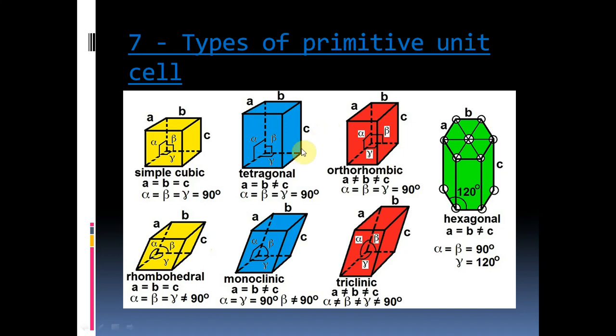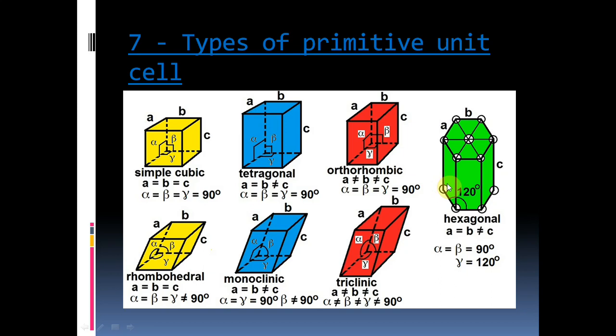Second is tetragonal. In this case, 2 edge lengths are same, that is A is equal to B, but that is not equal to C. But the angles will be the same, alpha, beta, gamma is equal to 90 degree. So this type of unit cell is known as tetragonal unit cell. Then the third type, orthorhombic. In orthorhombic, all 3 edge lengths are different. That is A is not equal to B, not equal to C, but the angles made between them are same as 90 degree.